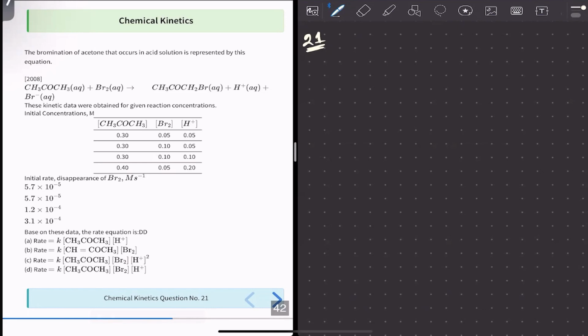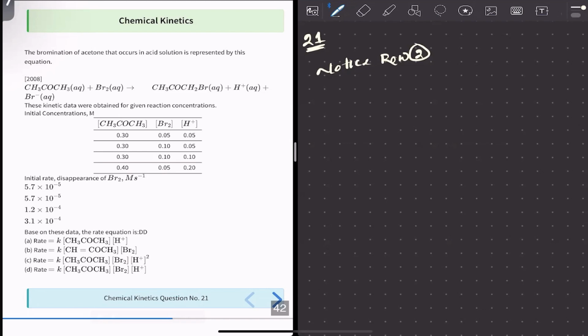Okay. So for concentration, notice row 2 first. In row 1, the concentration of CH3COCH3 is 0.3, of bromine is 0.05 and H plus is 0.05. In row 2, only the bromine concentration is doubled. So let's analyze the change in the rate of reaction. Okay. If we double the concentration of bromine, the rate of reaction is unaffected.